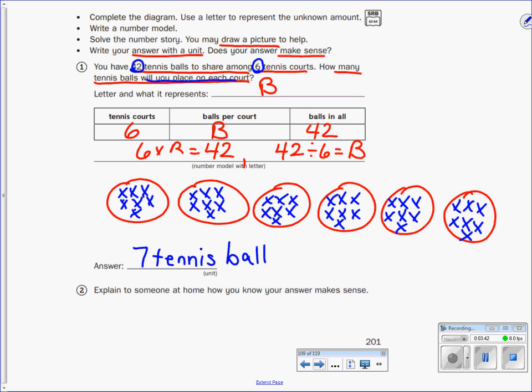Now, boys and girls, you need to explain to someone at home how you know your answer makes sense. You could look at it and say, okay, I know that I have to have less than 42 because there's 42 total. And if I take that 7 and multiply it by 6, I'm going to get 42. All right, that concludes lesson 6.6.